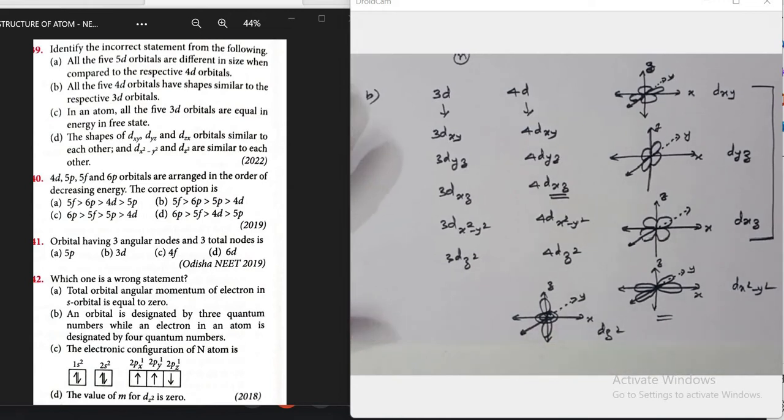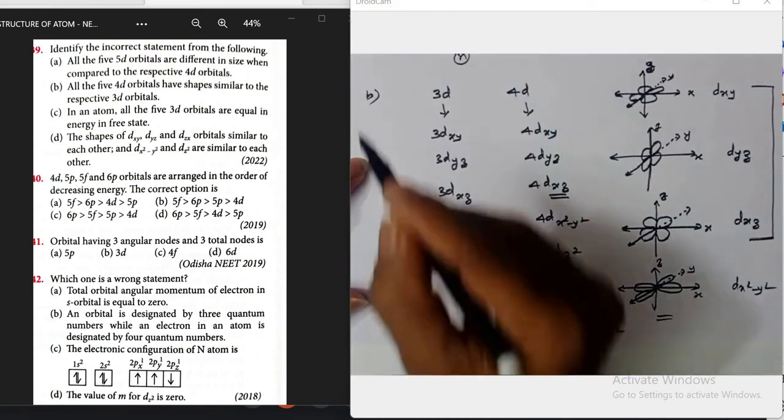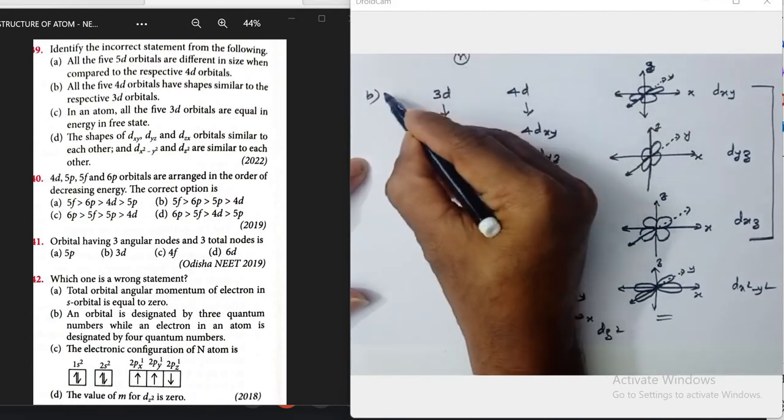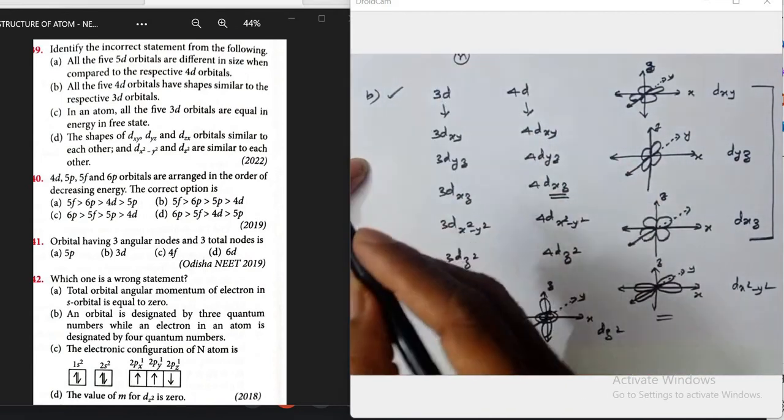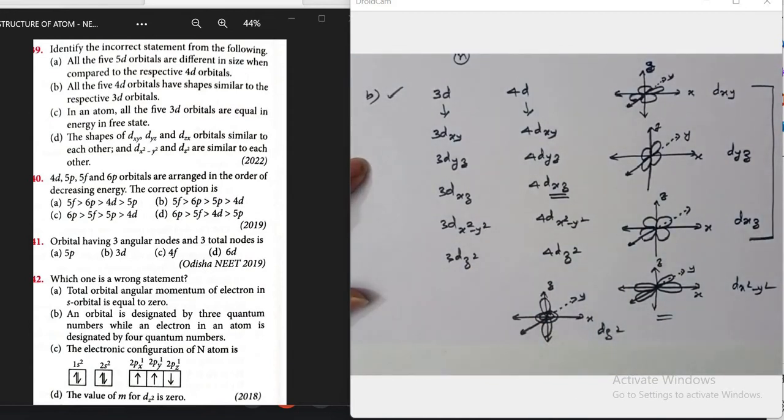Take note. So for question number 39, in option B, all the 4d orbitals have shapes similar to the respective 3d. Yes, that is correct. This is also a correct statement. Statement A is correct, statement B is also correct. What about statement C?